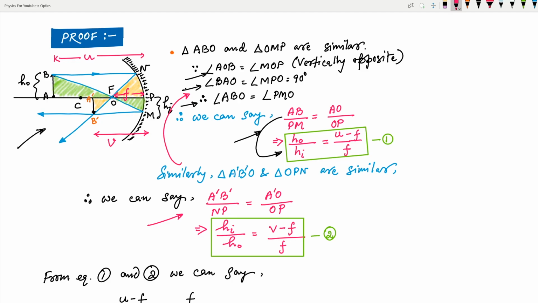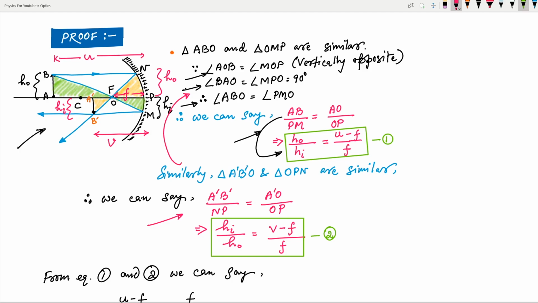Now A'B' is nothing but the height of the image, and NP, this height, is the height of the object. Now A'O is v minus f. You can look into the diagram, it will be clear. And OP is simply the focal length.